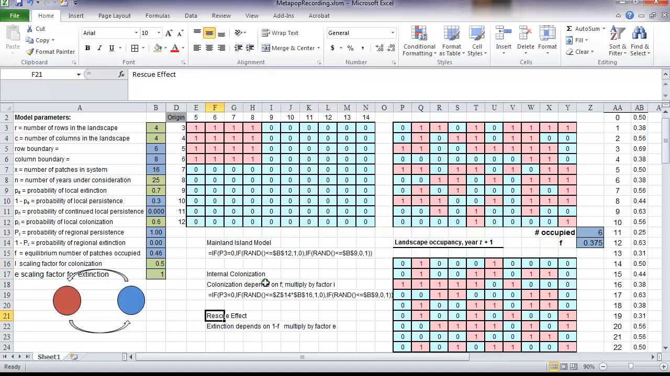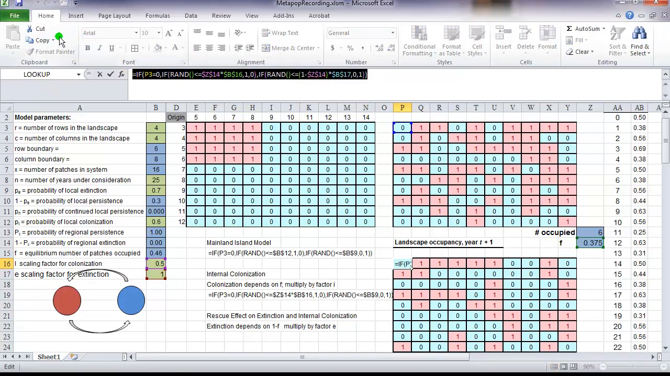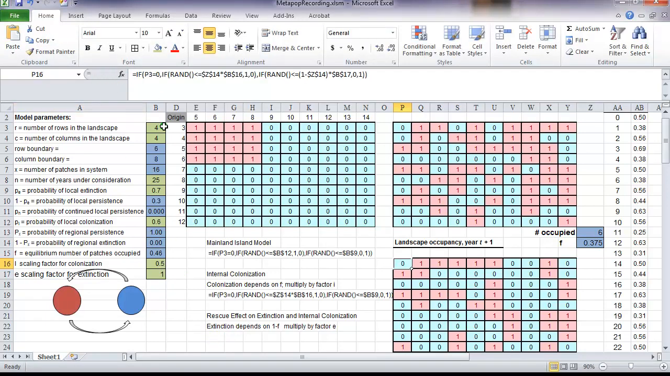So I'm going to revise this to say rescue effect on extinction and internal colonization, and our equation now can be copied and stored here. So there you have 3 different versions.